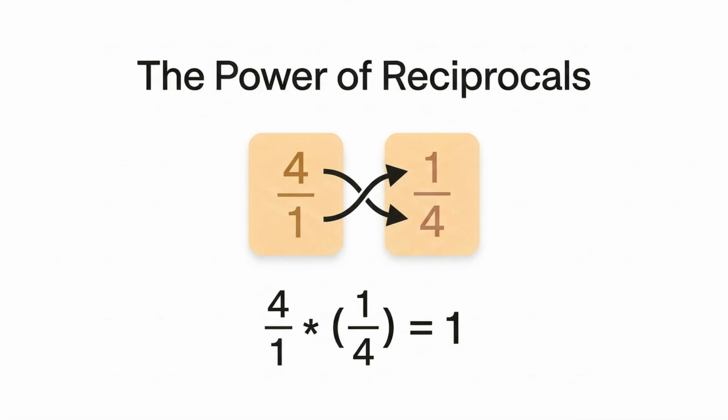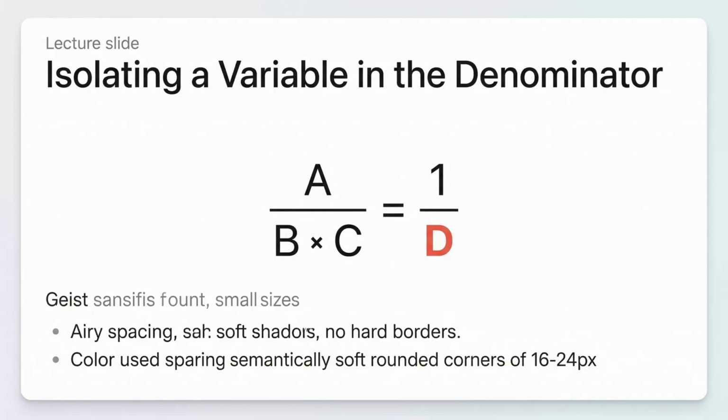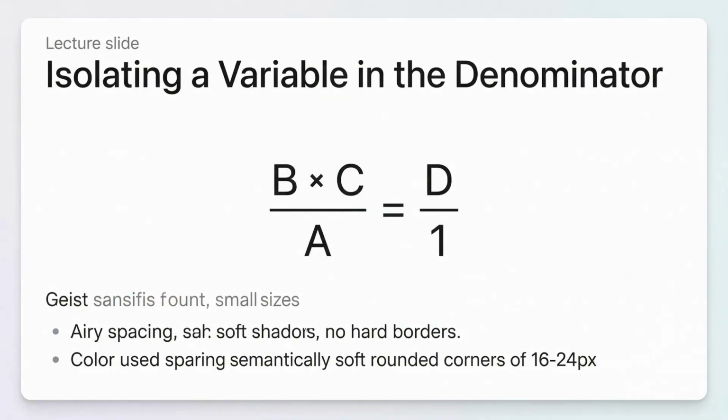Sometimes the variable we need to isolate is stuck in the denominator, like d in this equation. Our goal is to get d by itself in the numerator. A handy trick is to flip both fractions entirely. If the original equation is true, then flipping both sides will also result in a true equation. Now, d is in the numerator, making it much easier to solve.